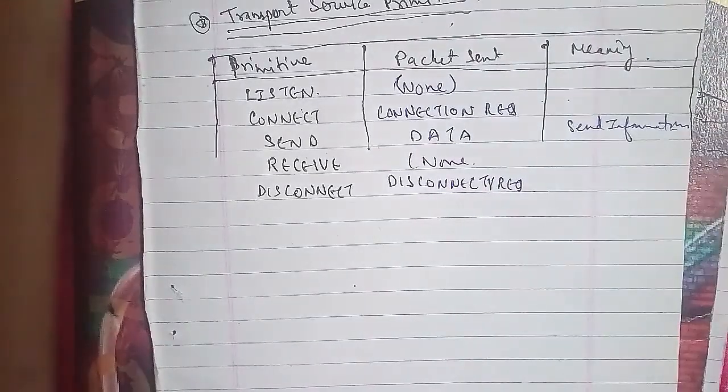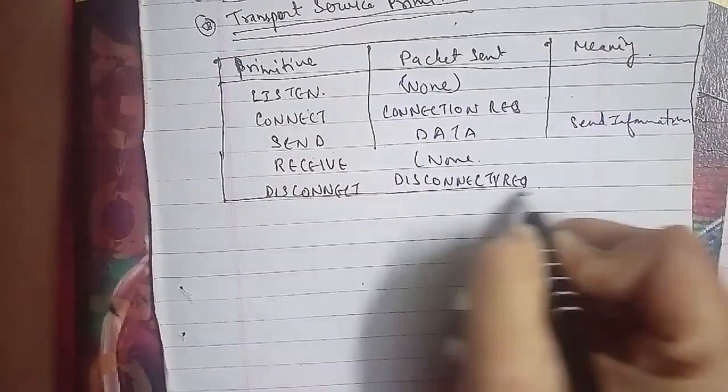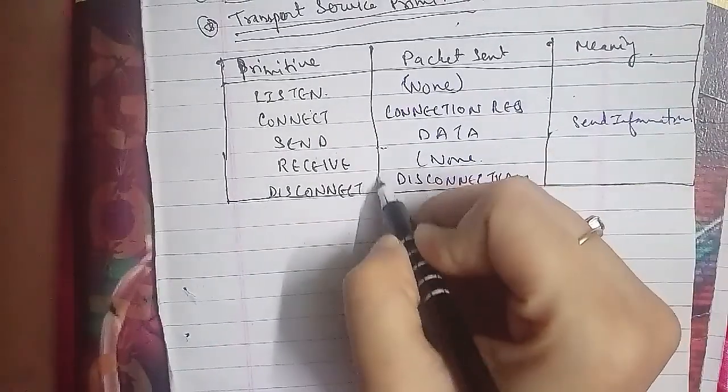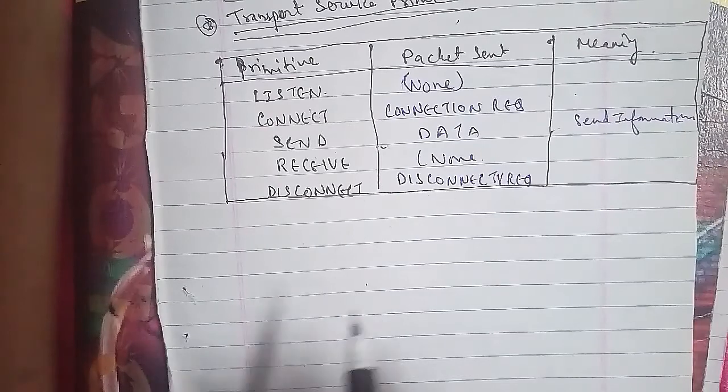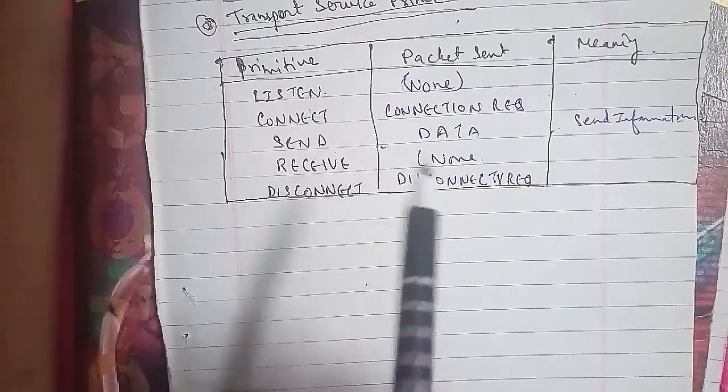When a connection is no longer needed, it must be released to free up table space within the two transport entities. This release has two types, asymmetric and symmetric. Now we'll discuss the three-way handshake.